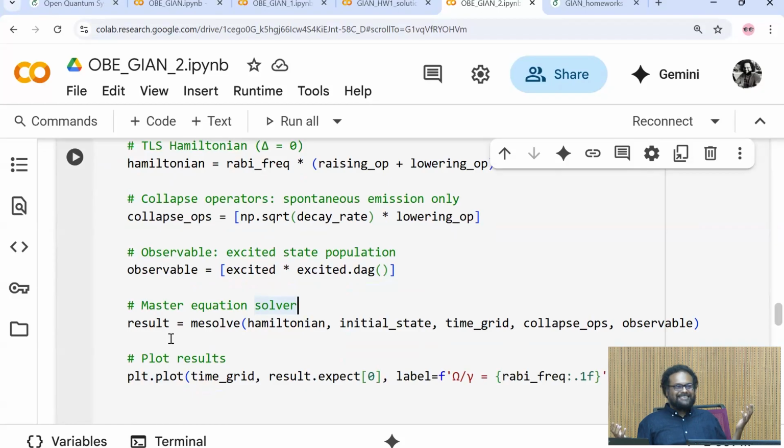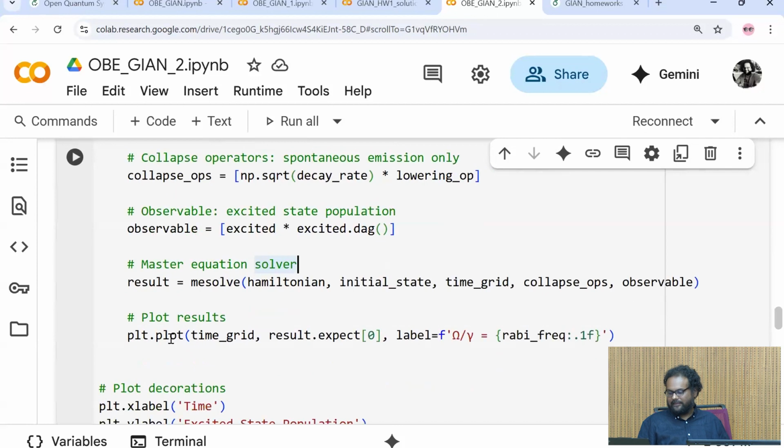Spectacular. I don't need a theorist. I can do all kinds of theory myself. I'm sorry, Krishna. No, but you have to be very careful in defining the correct Hamiltonian and the correct initial state. It is easier said than done. Okay, and then we'll plot the results.